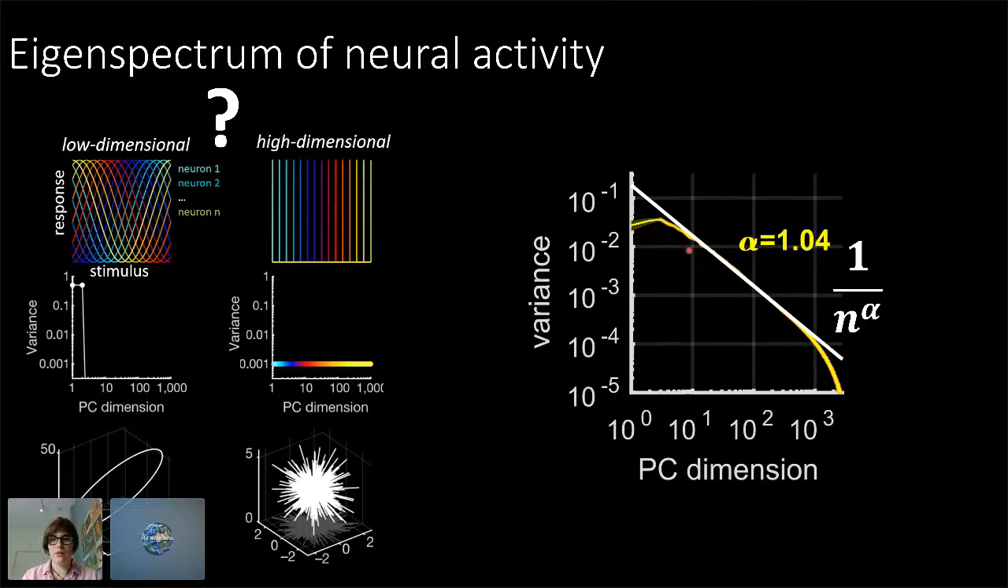I'm going to show a little bit of validation for this cross-validation technique with some simulations. And then we'll go into why we think this is the optimal eigenvalue spectrum to have.